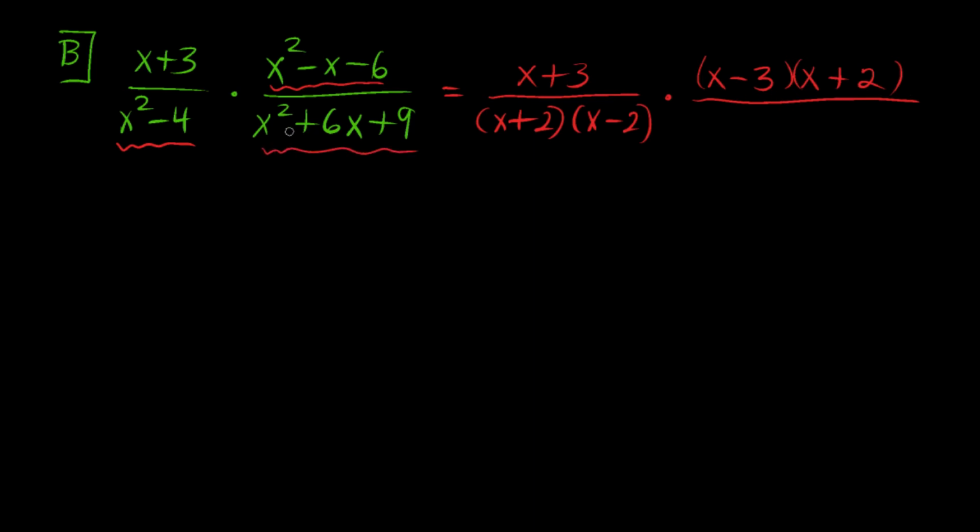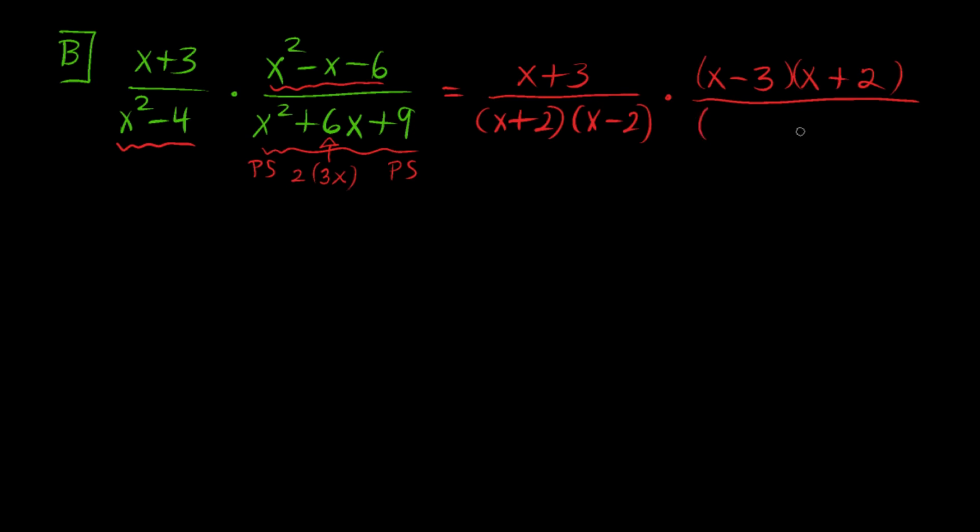Down here what we have is actually a perfect square trinomial. What that is: if you have a perfect square as the first term, a perfect square as the second term, and you take the square roots of those, the square root of x² is x, the square root of 9 is 3. If you take that product and multiply it by 2, you get the middle term, 6x. Then you know it's a perfect square trinomial.